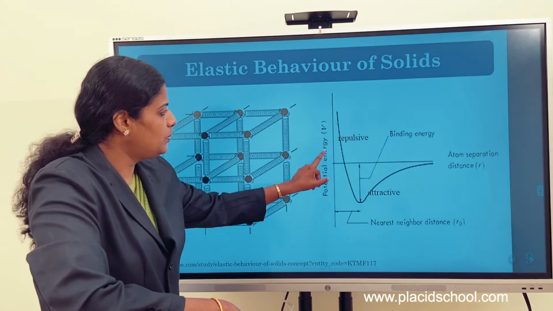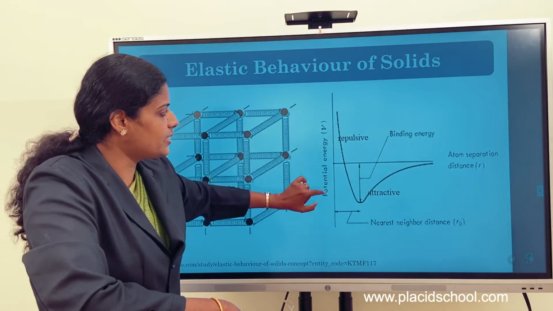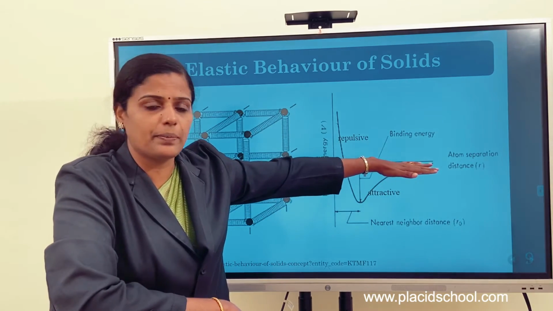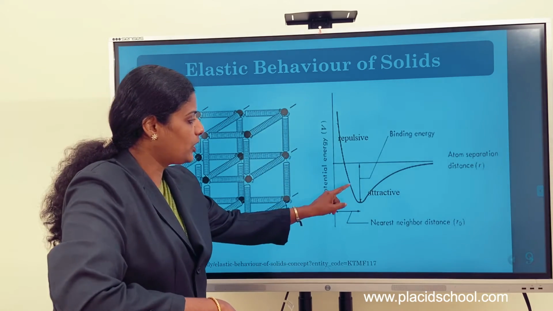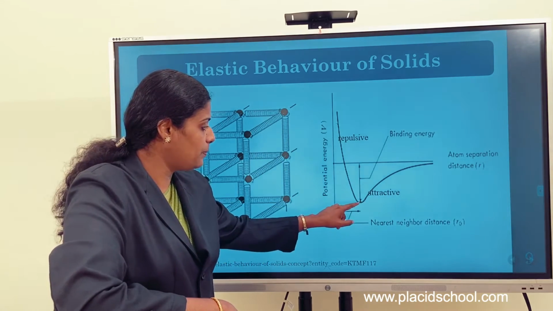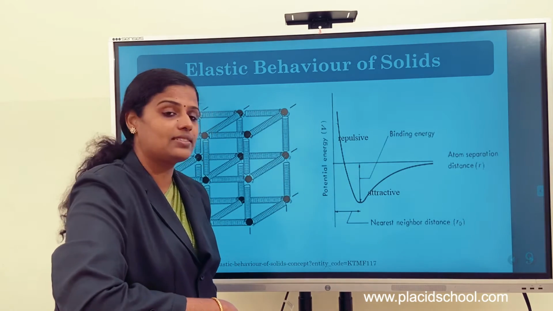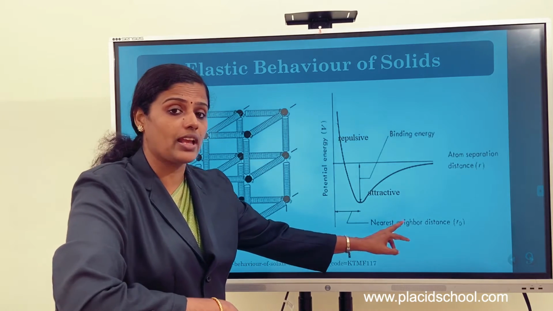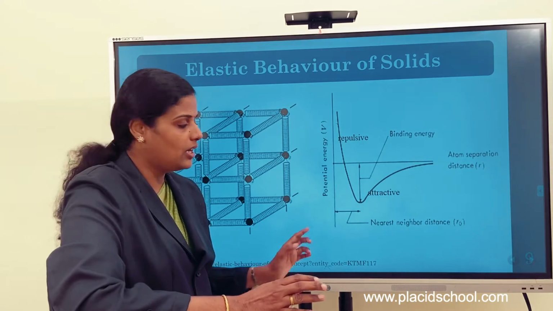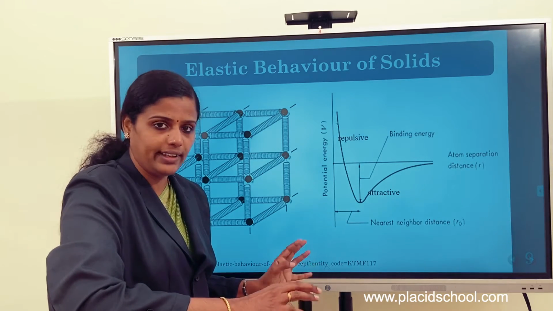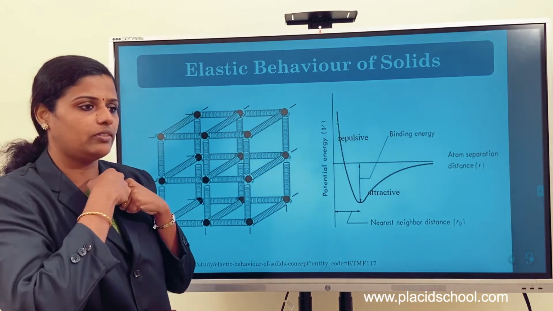Here, the potential energy versus atomic separation curve is shown. This axis represents potential energy and this represents the atomic separation distance. And the potential energy is minimum at this point, and this distance is known as R0, or the nearest neighbor distance, which means when two atoms or two molecules are separated by a distance R0, they are in equilibrium. So, if we stretch a solid or we compress a solid, what happens?